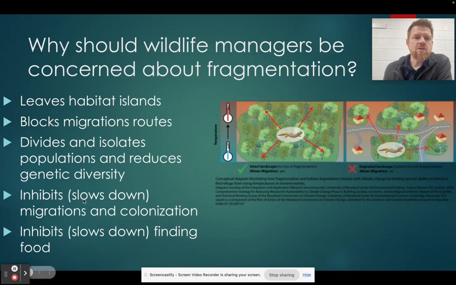It also inhibits or slows down migrations and colonizations, so it slows down that process of organisms moving. Then a big one here: it slows down access to food. If there's not enough food in a particular area, they're going to have to spend more energy and more resources just to go out and find it. So those are just a couple of reasons why this is important to think about if we want to maintain healthy populations of different species.